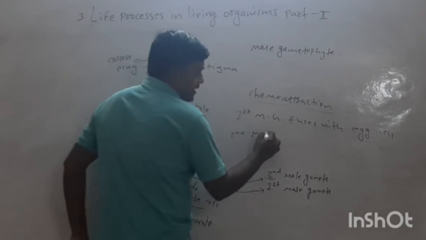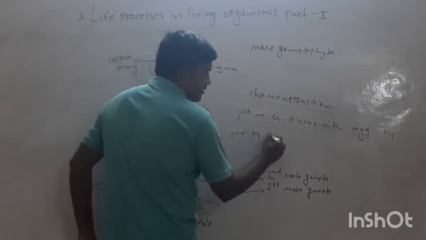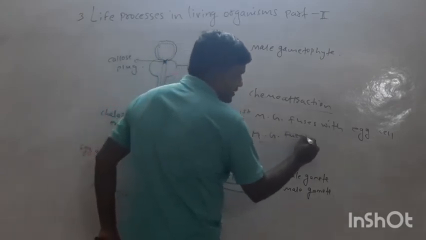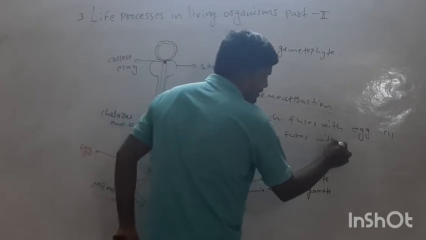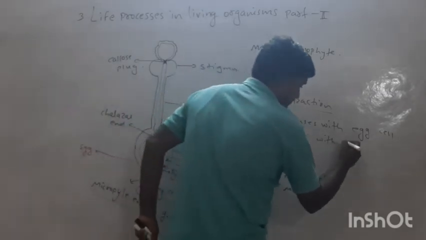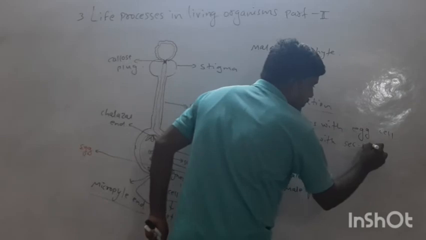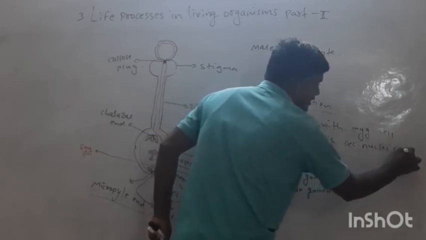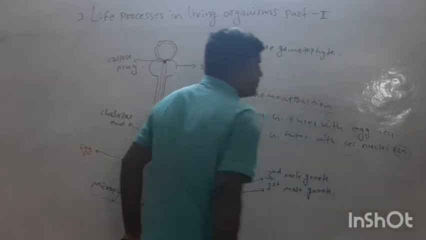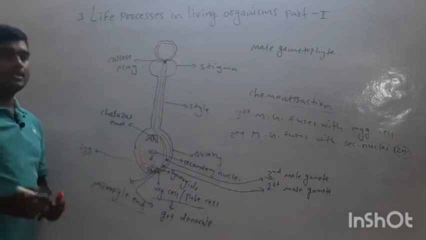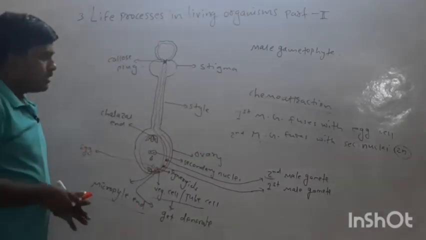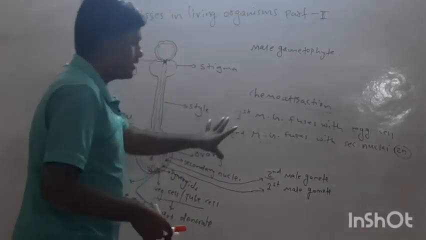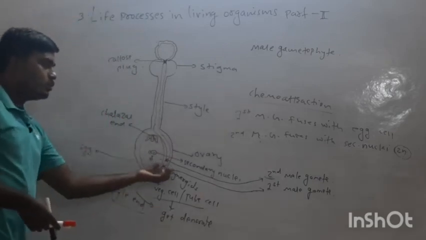Second male gamete fuses with secondary nuclei, which is diploid in nature. We know the diploid nature of secondary nuclei. So what are the products now after the fusion of these two gametes?